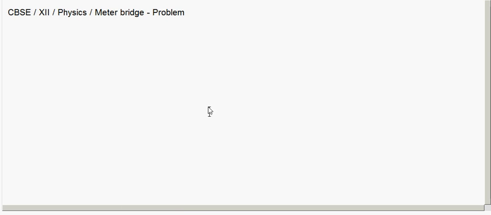In the last class we studied theory about the meter bridge. In today's class we'll try to do some sums. Take down the first one. In a meter bridge, the null point is found at a distance of 60 centimeter from A.